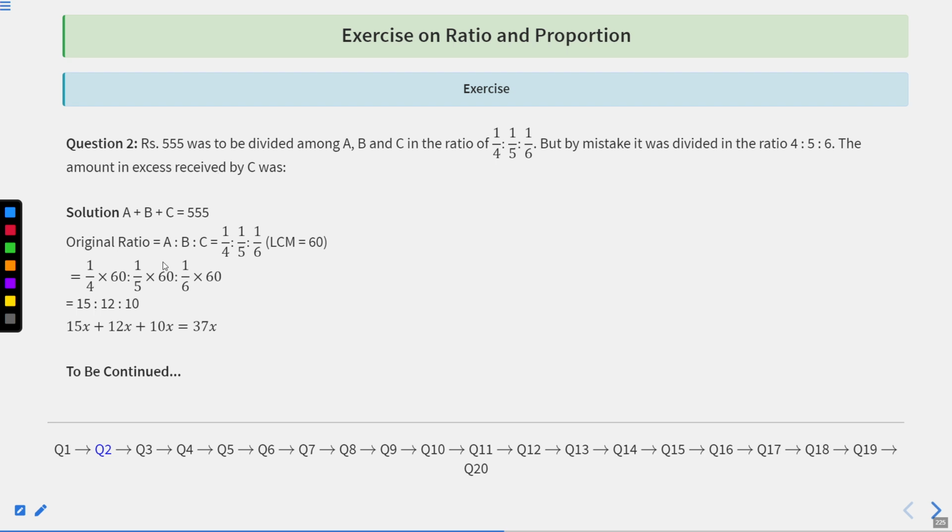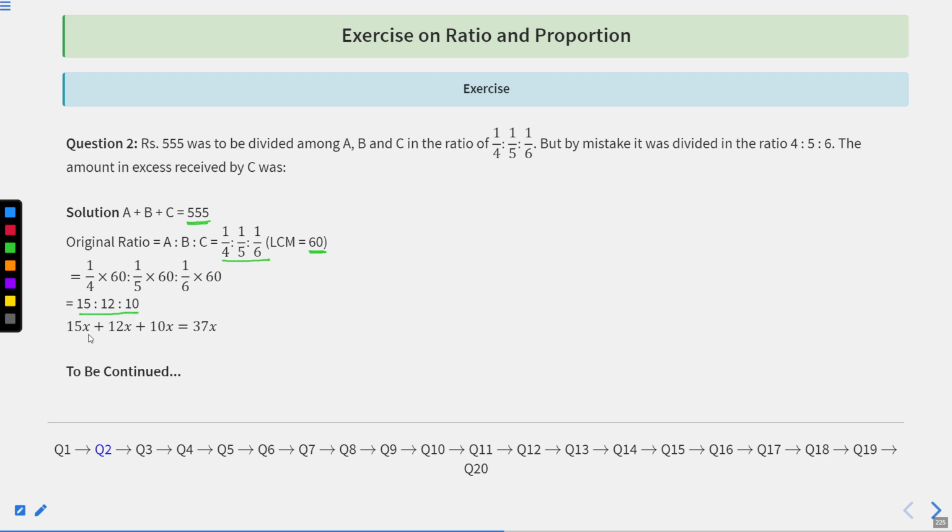So let us now have a look over the solution. The total amount received by A, B, C is equal to 555. And the original ratio in which we initially wanted to divide the money was 1 upon 4 is to 1 upon 5 is to 1 upon 6. If you take the LCM of 4, 5, 6, it will be 60. So let us get rid of fractions because nobody likes fractions. Multiplying by 60, we get 15 is to 12 is to 10.